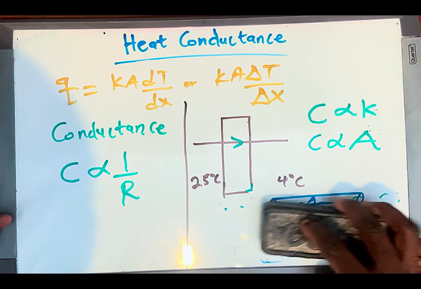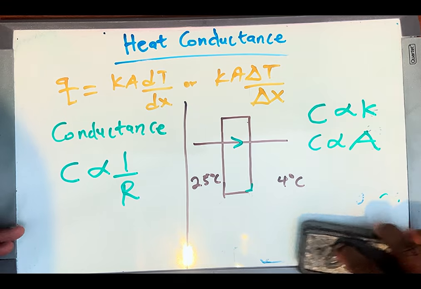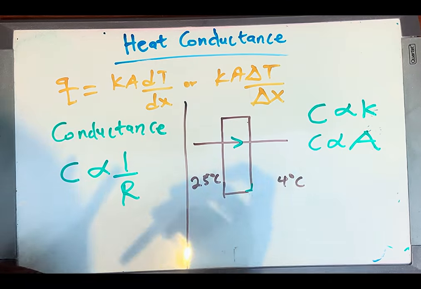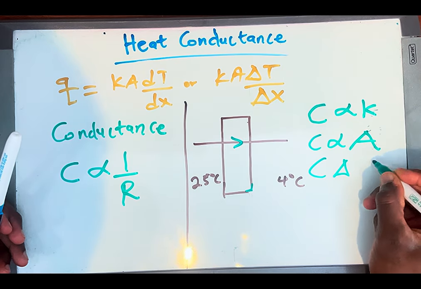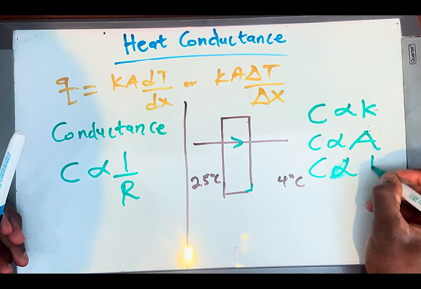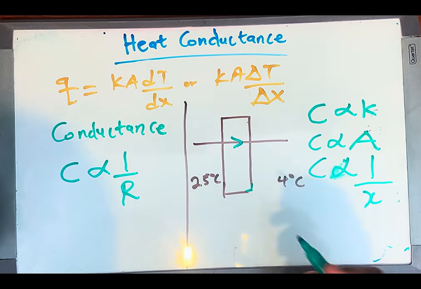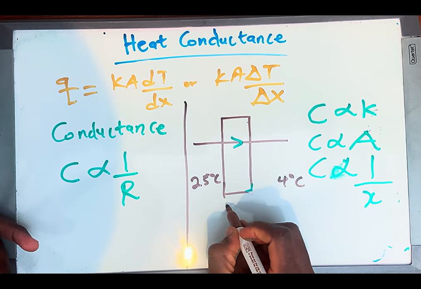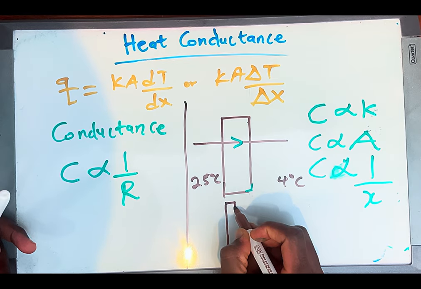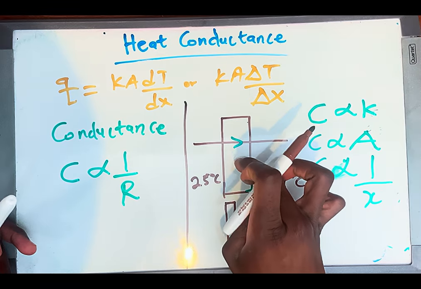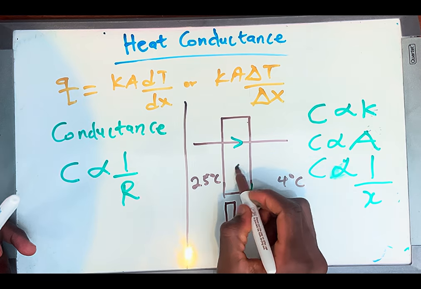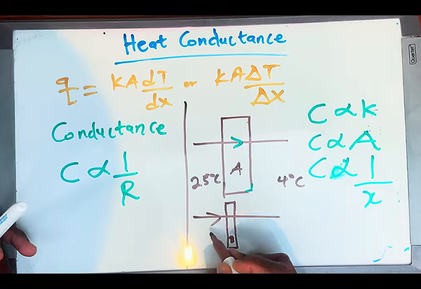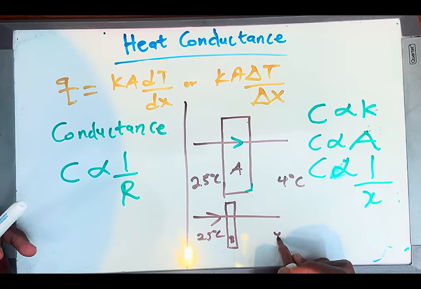Now, aside from the cross-sectional area, another determining factor of the conductance of a given material is the thickness of the material, the thickness X. Let's consider the scenario on top here. Imagine that I have another similar material of a different thickness. It is similar to this one, just that the one on top, A, is very thick, but B is thin. And the same heat is to flow through from this 25 degrees Celsius to the 4 degrees Celsius.